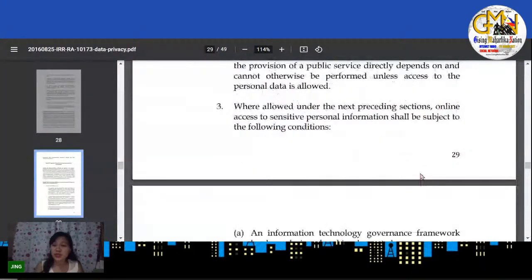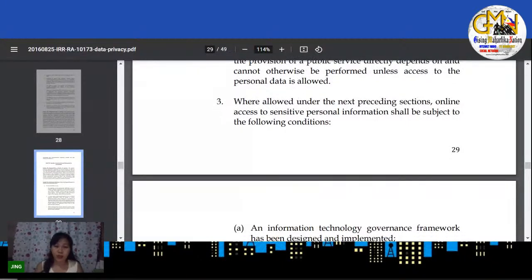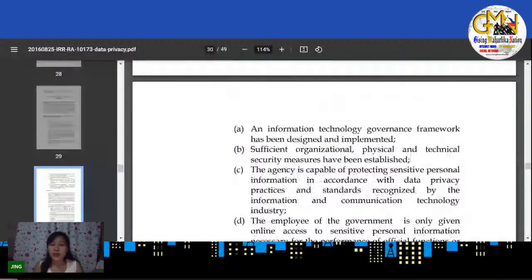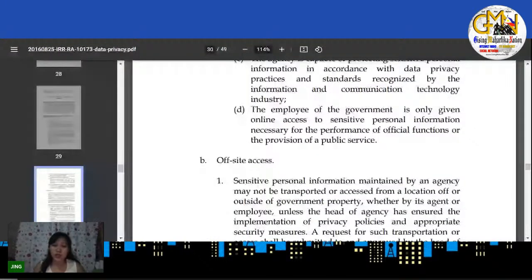Where allowed under the next preceding sections, online access to sensitive personal information shall be subject to the following conditions. A. An information technology governance framework has been designed and implemented. The employee is only given online access to sensitive personal information necessary for the performance of official functions or the provision of a public service.